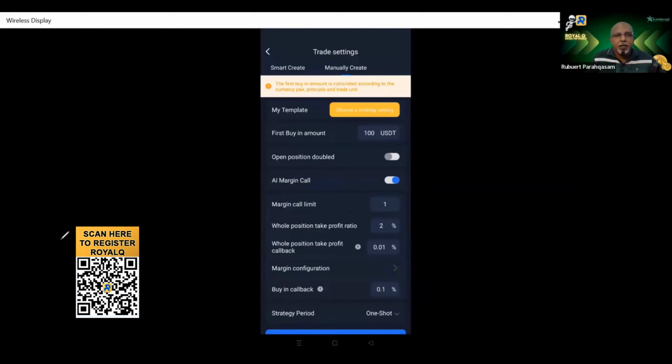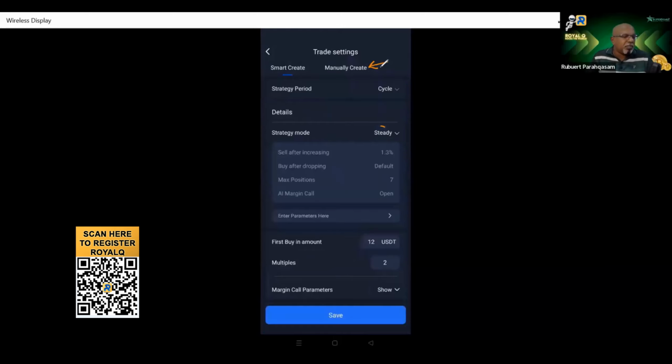When we are using signals, we recommend that you start with $15. How are we going to put it into the robot? Before that, once you are on this page, for signals, you choose manually create. Tap on manually create first.